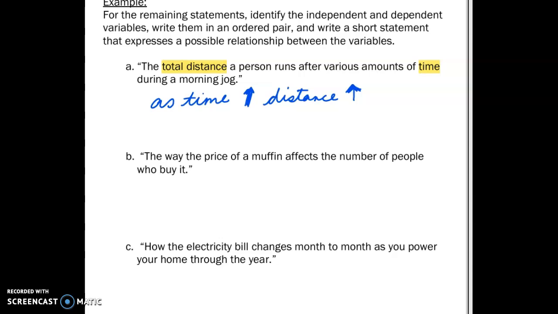And so we would say that the distance that I run depends on the time. And when you talk about this, you always think of the dependent variable depends on the independent variable. So this is my y. My y depends on x. So time is my x, or my independent, and distance is my y. So to write it as an ordered pair, I would say time, comma, distance.